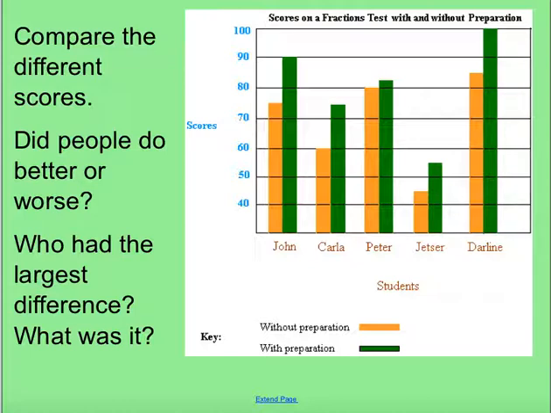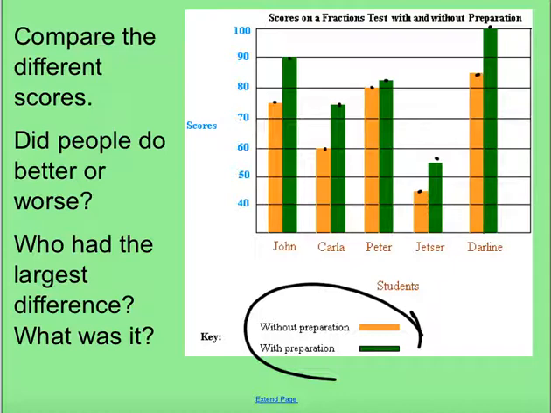So, did people do better or worse with or without preparation? Who had the largest difference, and what was it? Well, we can look at this key, which is really important, and we say, all right, without preparation is the yellow, and then with preparation is green. So we say, all right, for John, well, yellow is smaller than green, so for him, with preparation was better. Carla, same thing, with preparation was better. Peter, there's a little difference, but still with preparation was better. Same with Jetser, and same with Darlene.